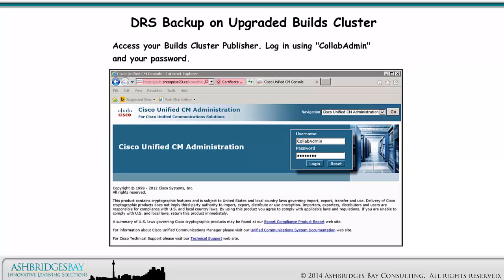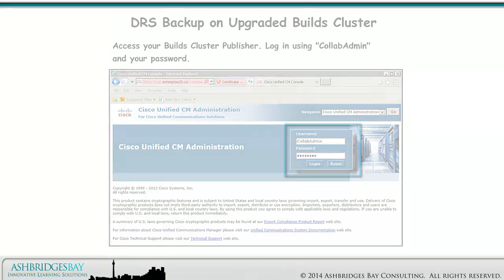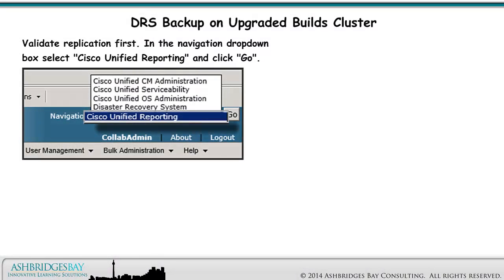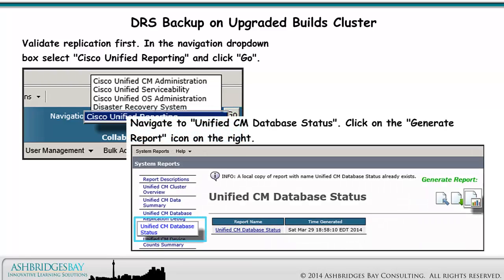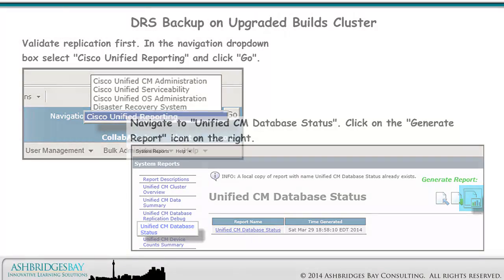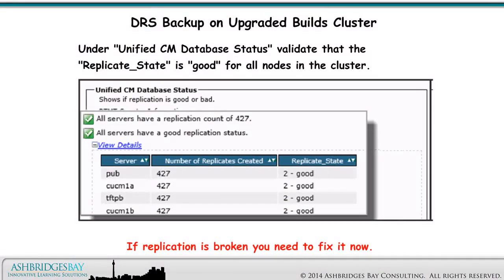Access your builds cluster publisher. Log in using collabadmin and your password. Validate replication first. In the navigation drop-down box, select Cisco Unified Reporting and click Go. Navigate to Unified CM Database Status. Click on the Generate Report icon on the right. Under Unified CM Database Status, validate that the replicate state is good for all nodes in the cluster. If replication is broken, you need to fix it now.